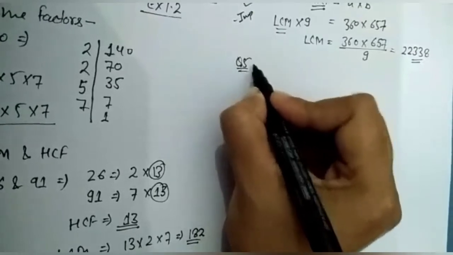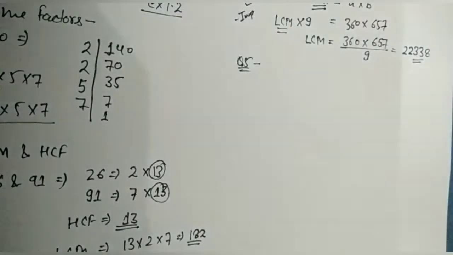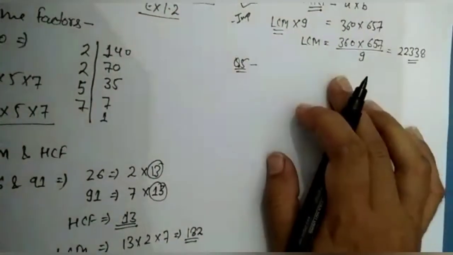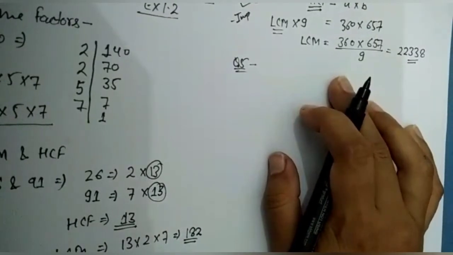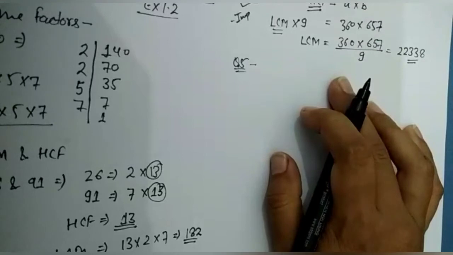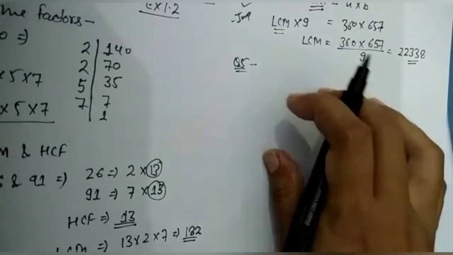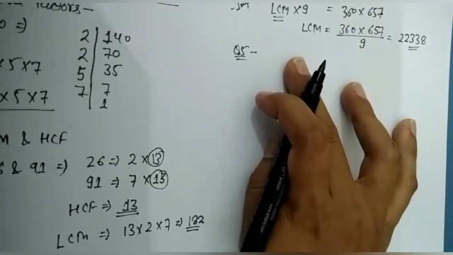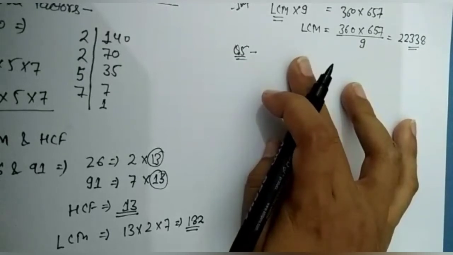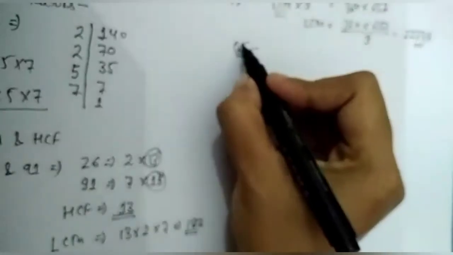Okay, now come to the next question, that is question number 5. Check whether 6 to the power n can end with the digit 0 for any natural number n. I have told you this type of question yesterday also. For this question you can see my yesterday's class. Okay, now come to question number 6.